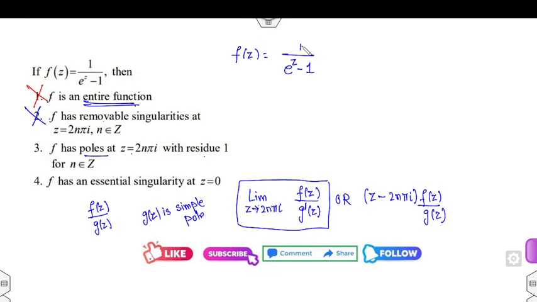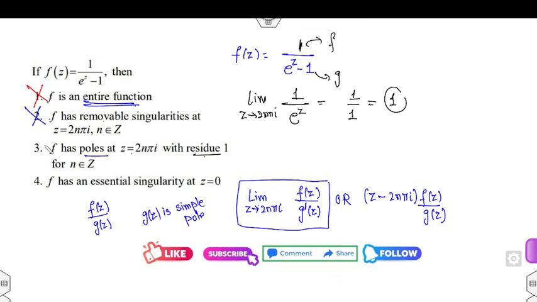Now, what is f? First of all, f over g. That means this is the numerator and denominator. What is the value of this? z minus 2 n pi iota. f is my 1. This is my f. This is my g, 1 over e raised to power z. So if you substitute 2 n pi iota, it is my 1. So that's the residue, 1. Correct. Now, since we have obtained the limit of 2 n pi, now it's z0. What is the value of the z0?